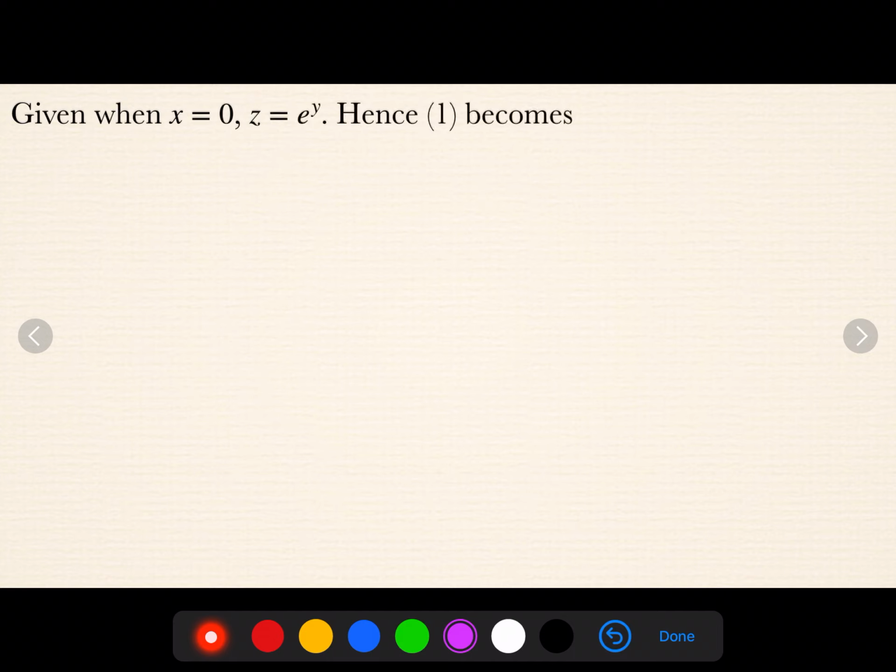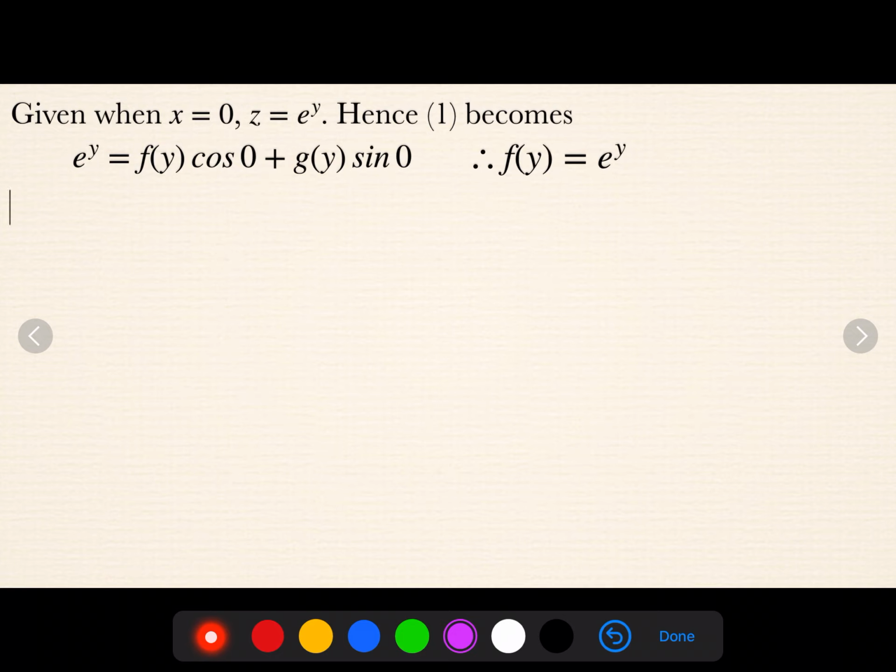First I will apply the first condition. When x is equal to 0, the value of z is equal to e^y. So, equation number 1 implies wherever z is there, substitute e^y, and x is equal to 0, we will get f(y) is equal to e^y. Before applying the second condition, first differentiate equation number 1 partially with respect to x.